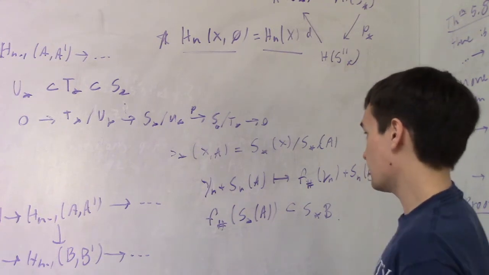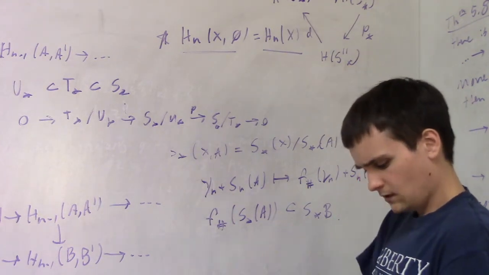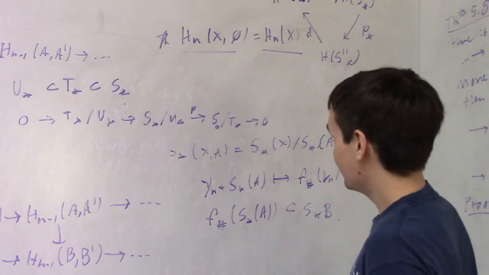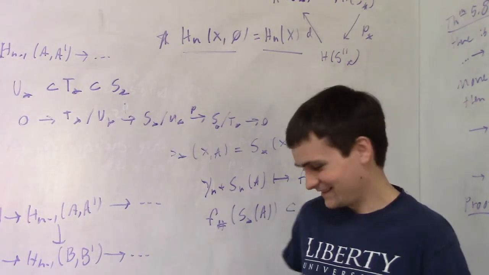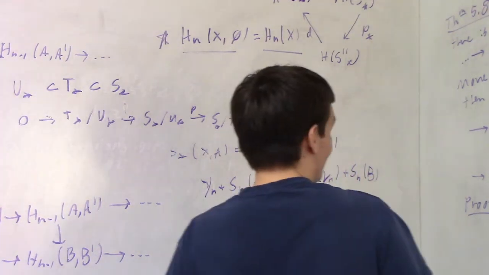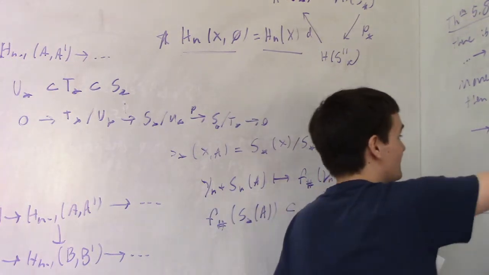You could also have a functor from Top squared. So now we get to the 5 lemma. This is the fun diagram chasing I was telling you guys about.